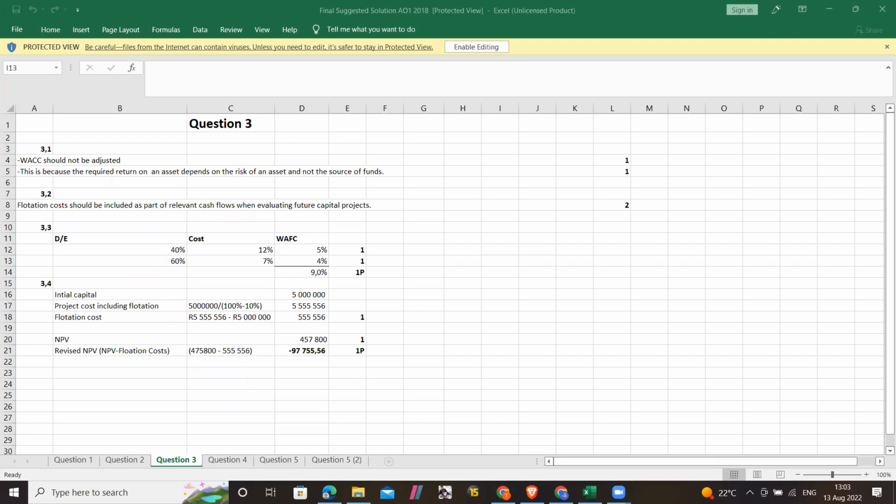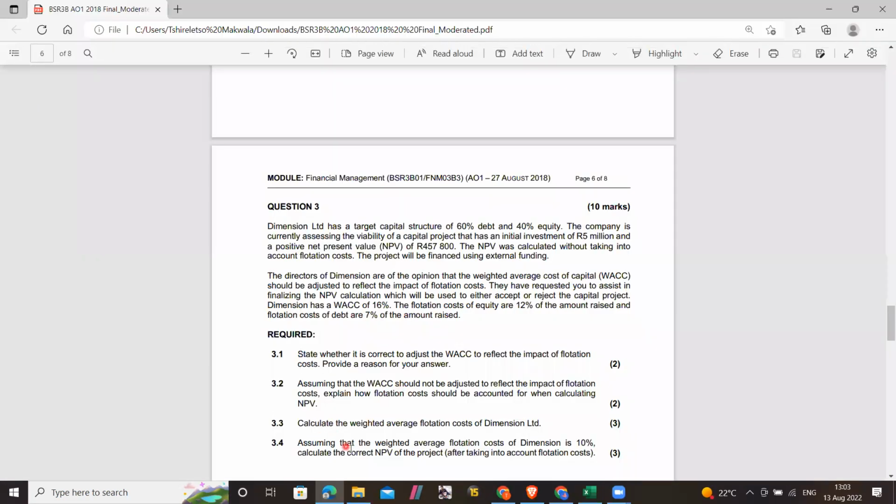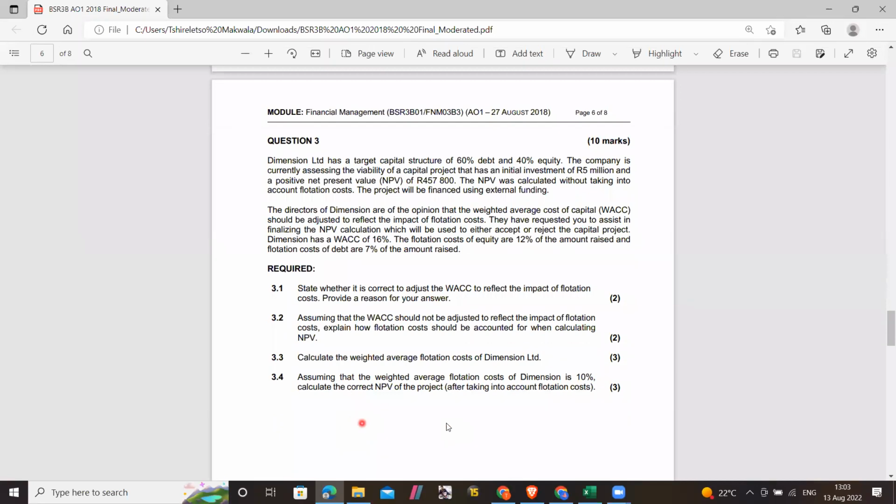It's 9%. Now we go here. Okay, can go to this one. Next question, it says, assuming that the weighted average flotation cost is 10%, calculate the correct NPV of the project after taking into account the flotation cost. So they want the NPV after taking into account flotation costs, right?